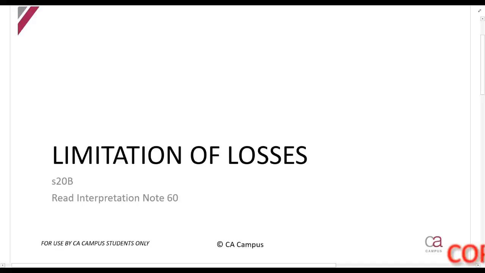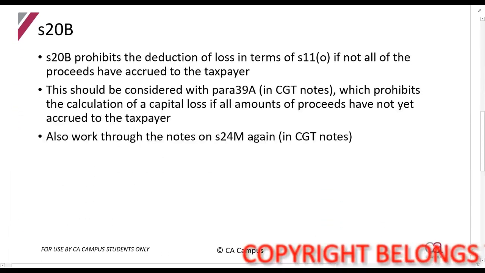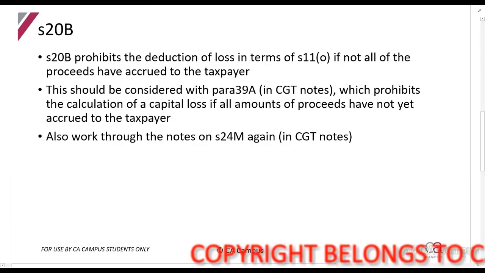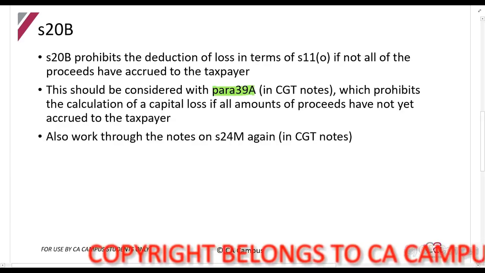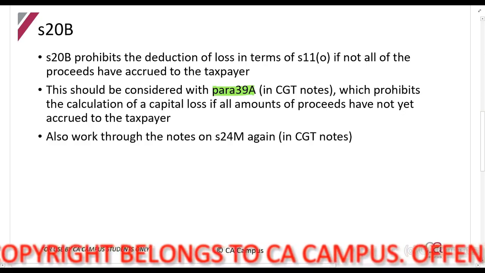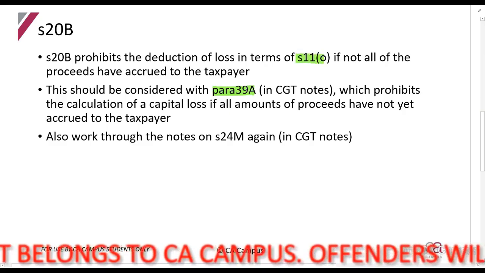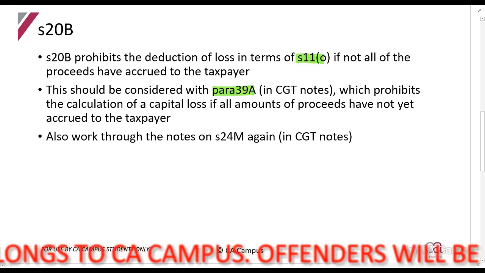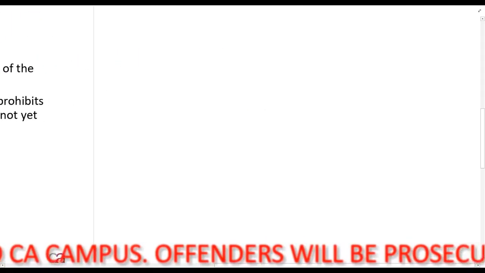We are now looking at section 20B, the limitation of losses section, also referred to in Interpretation Note 60. Basically, this section is the income tax side of paragraph 39A, which we covered in CGT. This is a situation where they don't want you to calculate a section 11(o) loss if you have not yet received all of the amounts in respect of this.